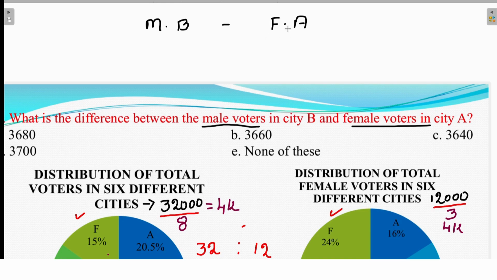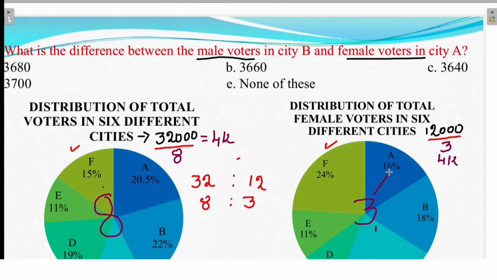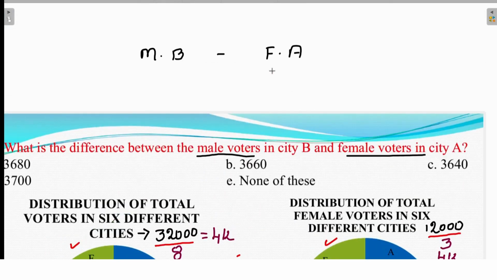Female voters I know directly. Female voters we have in A department: 16 into 3. Whenever you take any number from the second diagram, you have to multiply it by 3. 48 females are there. It is a percentage, but I am not taking that. 48. Actual meaning 48 percentage of 4,000, but I don't want to take those numbers. I will take it as it is.